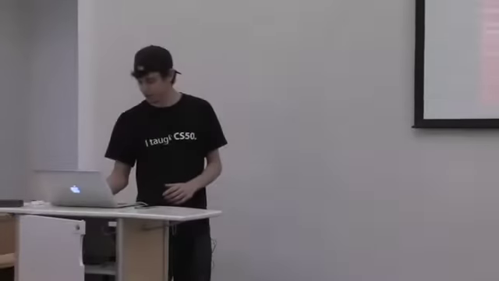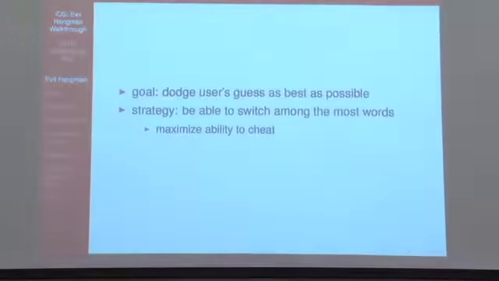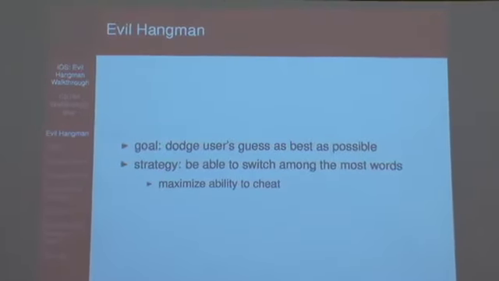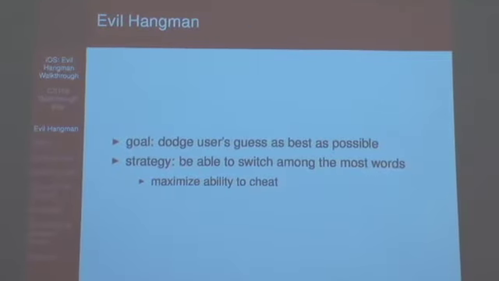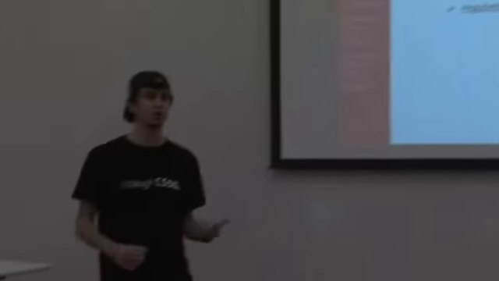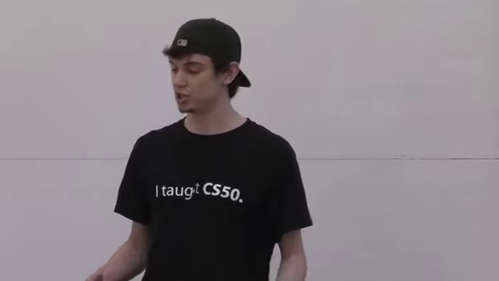It's a really fun game to make. So the ultimate goal of this game, as we brought up a little bit in lecture, and if you want to read the really long spec, you'll see, is to dodge the user's guess as best as possible. It's going to employ a strategy that the user is not going to be aware of, in which the computer is effectively allowed to switch among words. So it doesn't actually at any time choose a word that's going to be the hangman word. But it is constantly switching between sets of words depending on which set maximizes its ability to cheat and therefore maximizes its chances of winning.